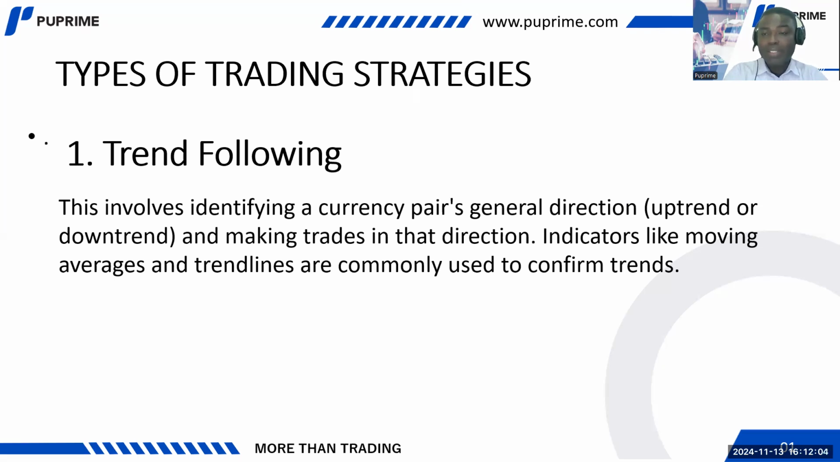Generally, price in the forex market is either in an uptrend, downtrend, or in some instances, sideways. For a trend following system, it means you are specifically following the trend of the market, that is, taking trades in the direction of the market. So when the market is in an uptrend, you are taking bullish trades, and when the market is in a downtrend, you're taking bearish trades. That way you're doing trend following. In such instances, you may add indicators like moving averages or trend lines to confirm your trend.